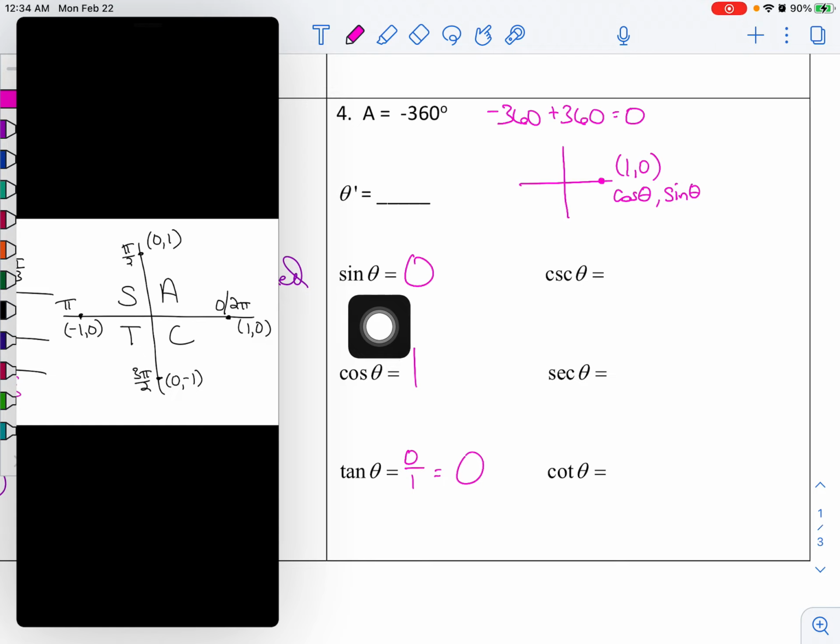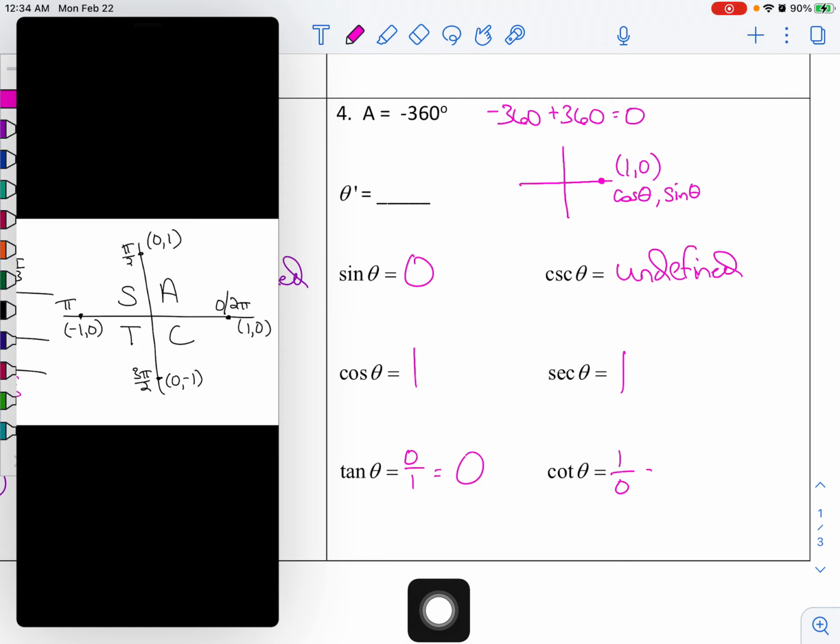Cosecant of theta is the reciprocal of sine theta, so that's going to be undefined. There is no reciprocal to 0. Secant is the reciprocal of cosine, so the reciprocal of 1 is 1. Cotangent is the reciprocal of tangent, so if I flip this fraction over, I'd have 1 over 0, which is undefined.